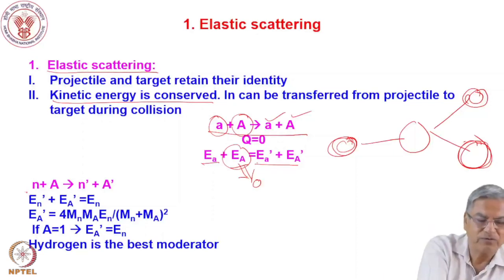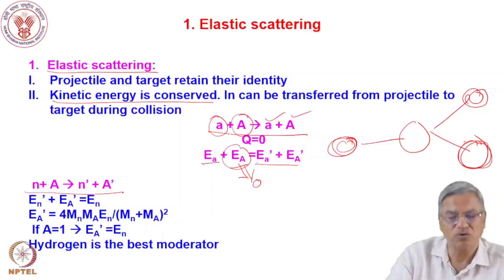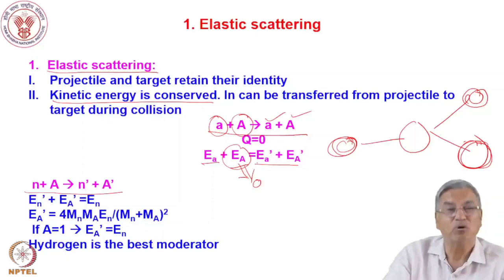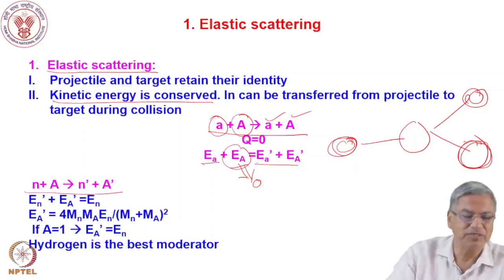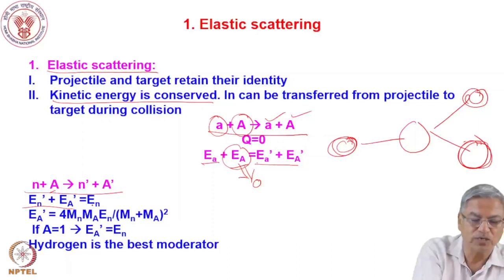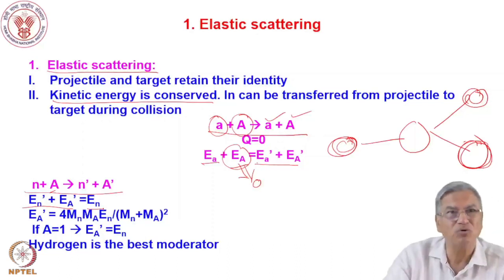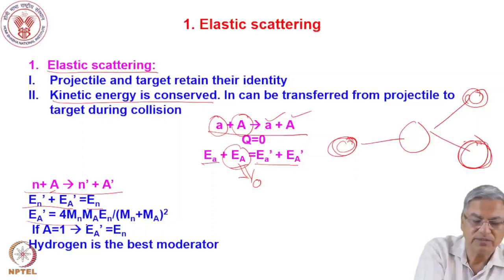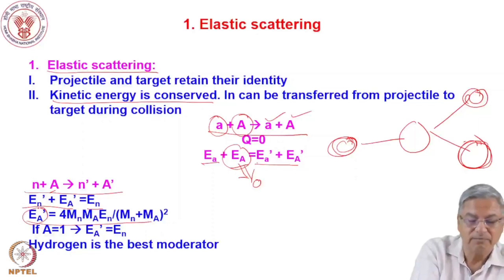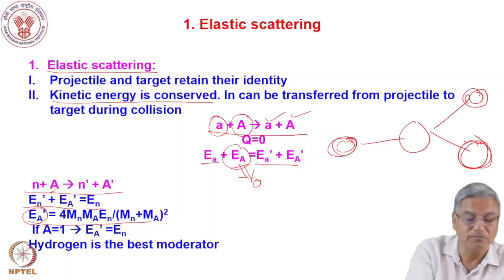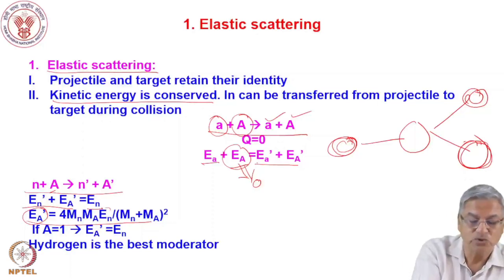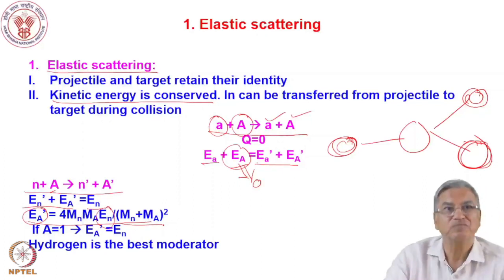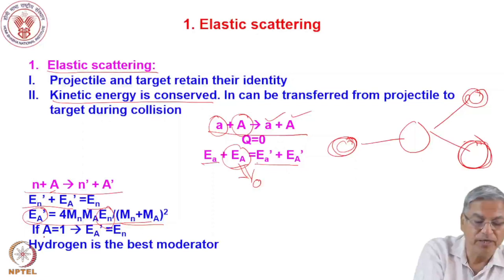So I have given an example of neutrons. When the neutrons are reducing their energy, they are moderated. They collide with a target material like A, and in the process, the neutron will give some kinetic energy to the target nucleus. So the final energy of the neutron and target nucleus is equal to the initial energy of the neutron. If you recall the previous lectures, the maximum energy that can be given to the target nucleus is 4 m_n m_A times the energy of the neutron divided by (m_n + m_A) squared. So, for example, when A equals 1, then E_A equals E_n.